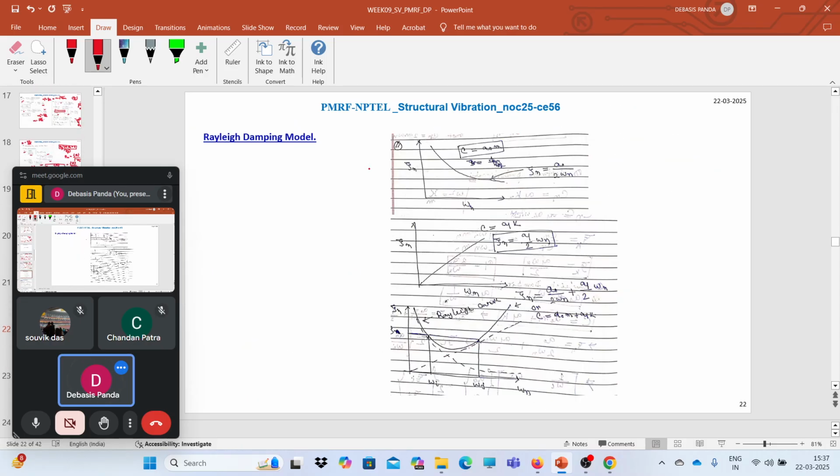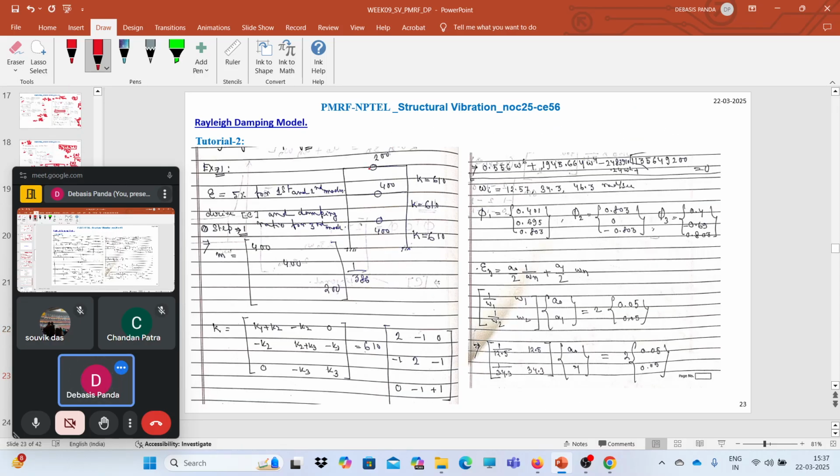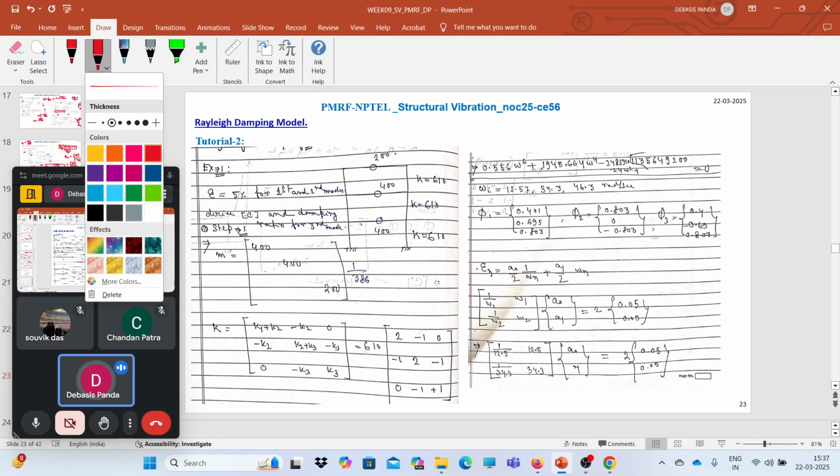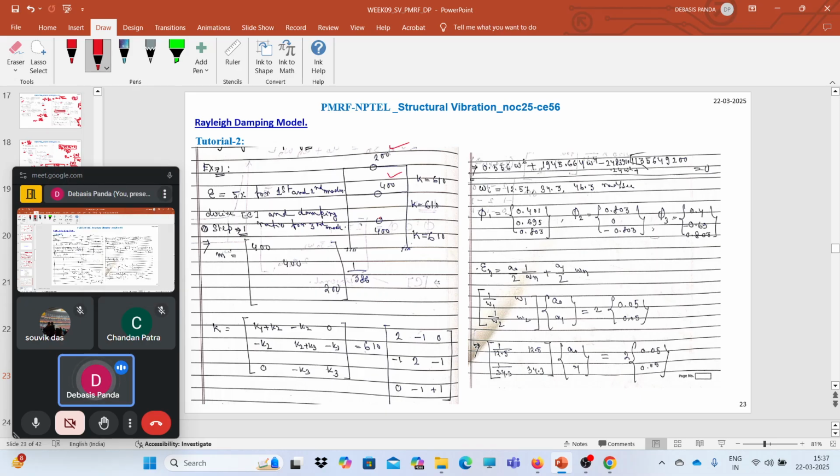Say for example, here in this system, we have a 3 DOF system. We have masses 200, 400, 400 kg, and the corresponding stiffnesses are also given. Here, consider that zeta equals 5% for the first two modes. Now construct the C matrix. That means in your C matrix, the damping information about the third mode also will be there. So how can we do that?